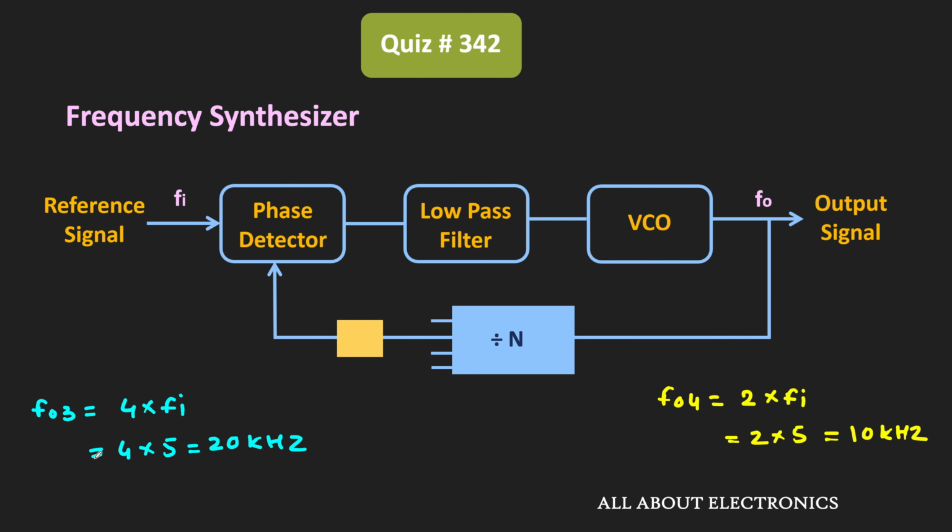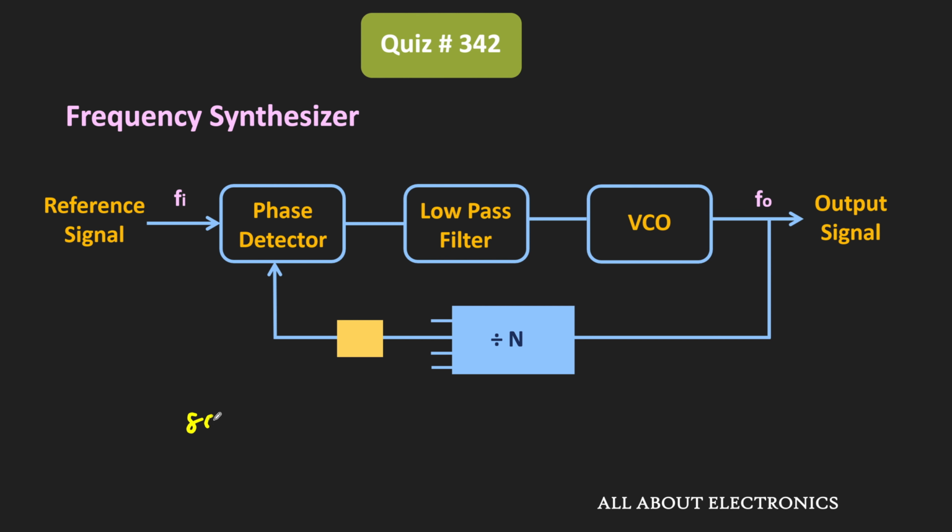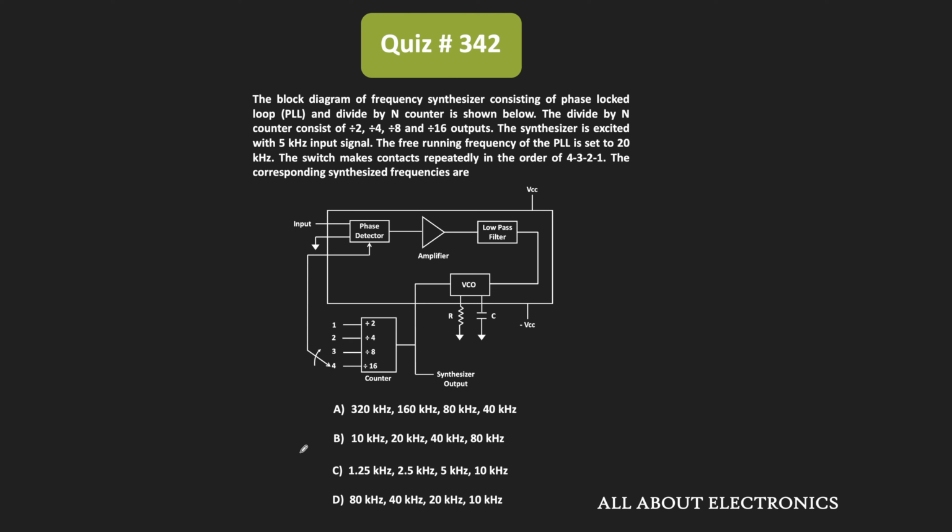That means if we see the order in which we get the output across this frequency synthesizer, it is equal to 80 kHz followed by 40 kHz followed by 20 kHz followed by 10 kHz. So in this order, we will get the output at the frequency synthesizer. And therefore, for the given question, D is the correct answer.